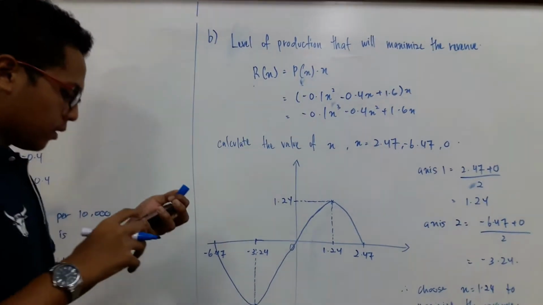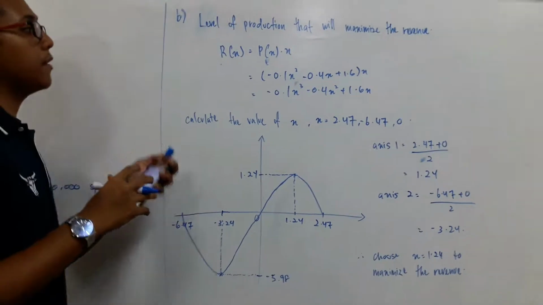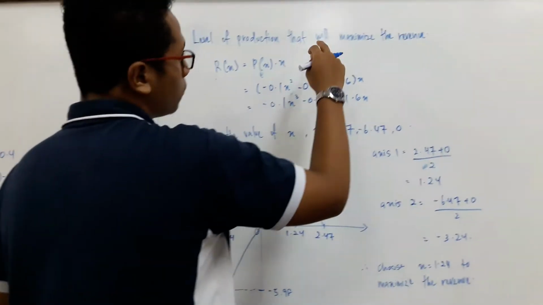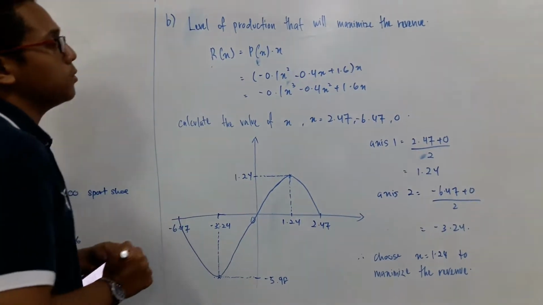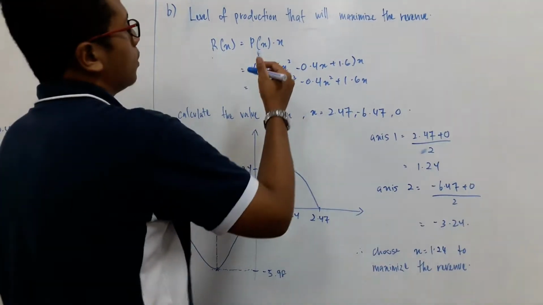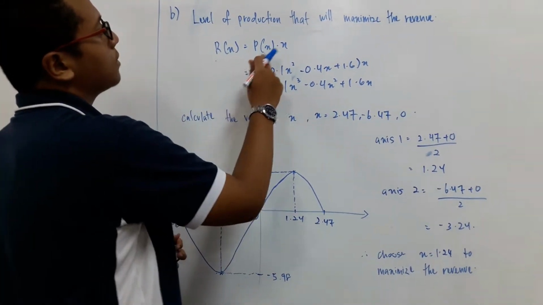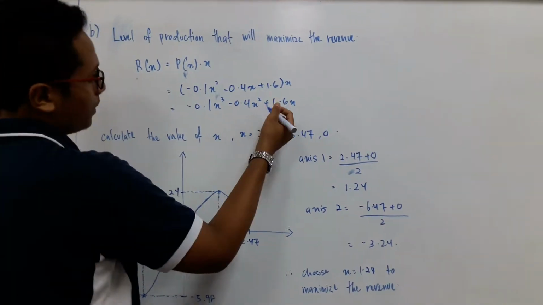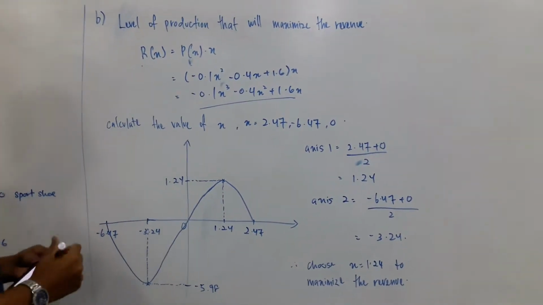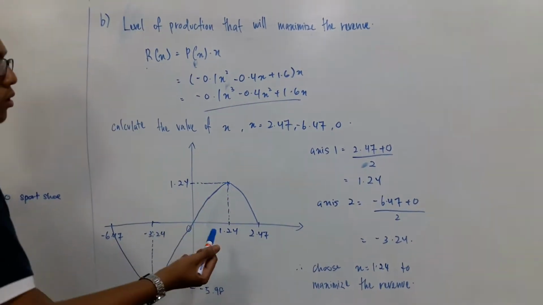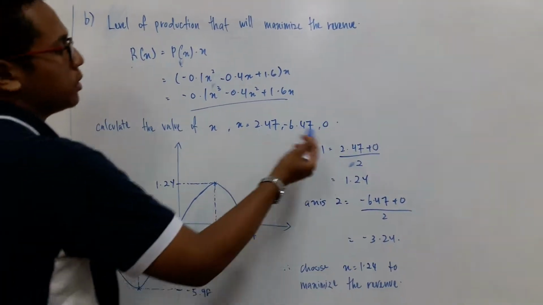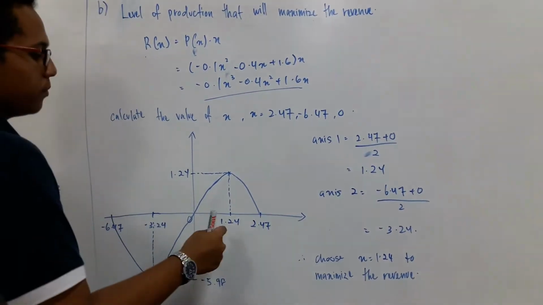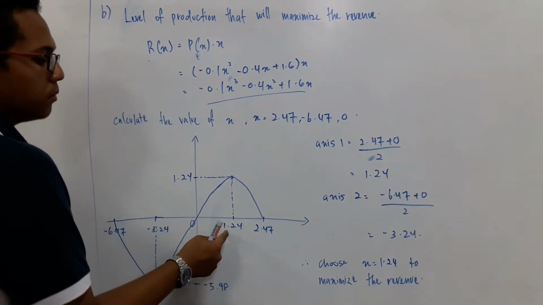Next, question B. Find the level of production that will maximize the revenue. The revenue function we get from the price function times x. So, we get negative 0.1x cubed minus 0.4x squared plus 1.6x. So, we calculate the value of x which maximizes it. So, we find the roots of this between these numbers. We get two roots, so we choose the one that will maximize the revenue. So, we take x equals 1.24.